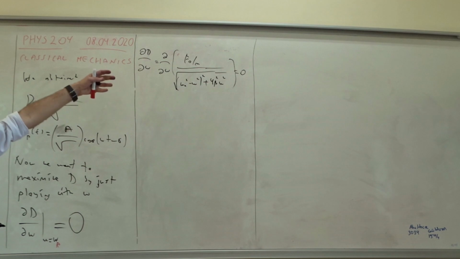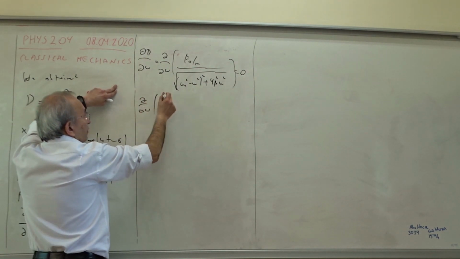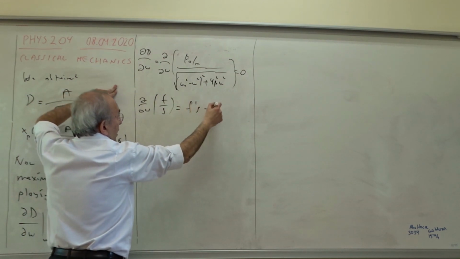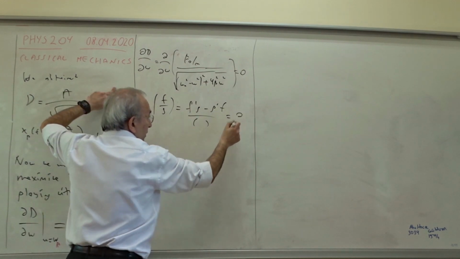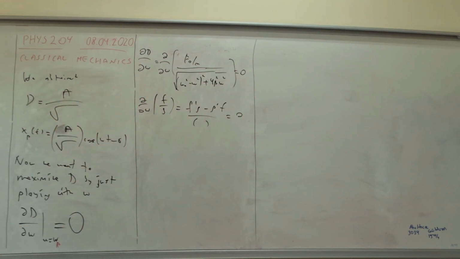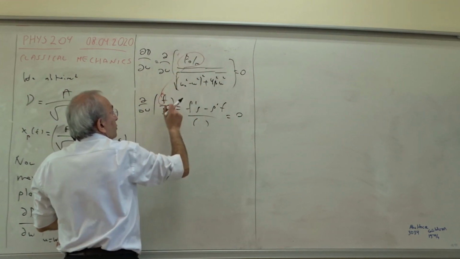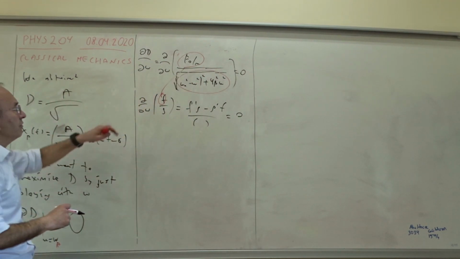It is a ratio, remember. So ∂/∂ω of some f over g. Remember that this is f′g minus g′f divided by something which is not important. That has to be 0 to take the derivative. f is the numerator, g is the denominator.